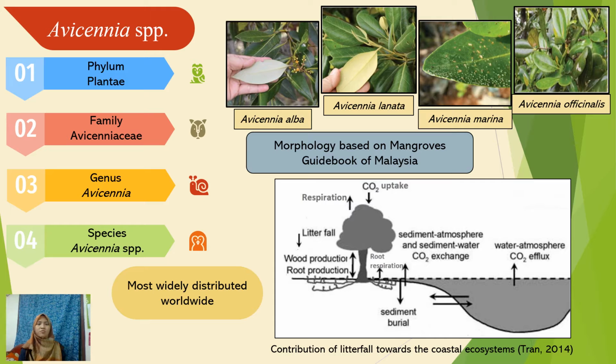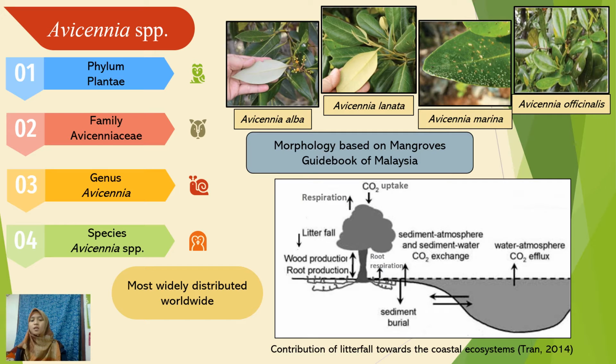Abyssinia spp is from the phylum Plantae, family Abyssiniaceae, genus Abyssinia, and species Abyssinia spp. The morphology is based on the mangrove guidebook of Malaysia. Abyssinia alba has long pointed leaves, glossy green on top and very pale whitish on the underside. Abyssinia lanata has rounded leaves with no pointed tip. Abyssinia marina has leaves with salt glands, where salt crystals form on the upper surface to exclude excessive salt. Finally, Abyssinia officinalis has a rounded leaf tip and slightly elongated leaves.